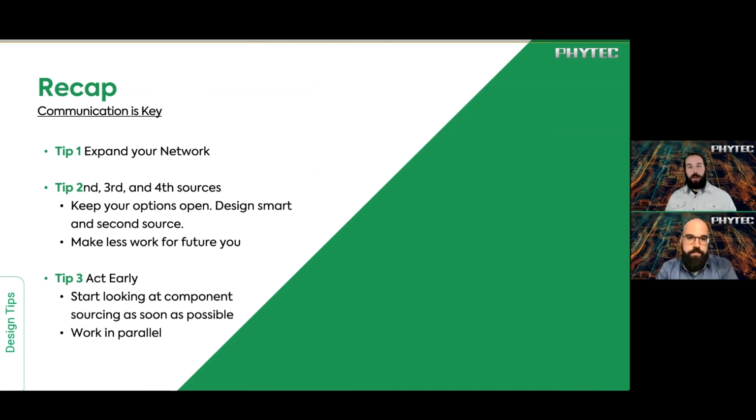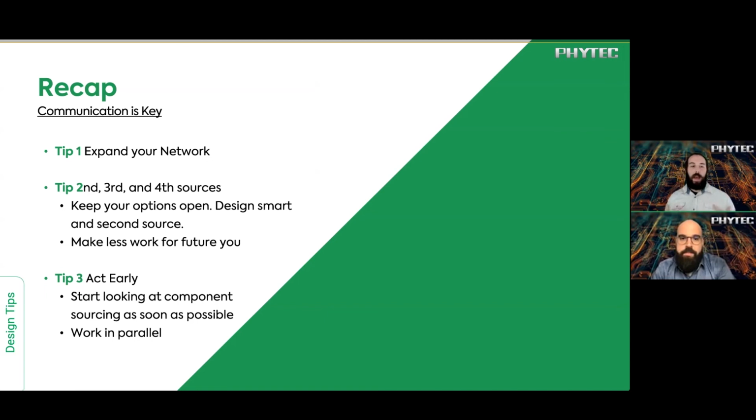All right, so wrapping up, the 3 tips we have for helping avoid and plan for when these situations come up: expand your network, and that's reaching out to supply chain, reaching out to manufacturers, reaching out to FAEs, and making use of those connections to find information and to find out where the market trend is going. Tip number 2 is find second, third, and fourth sources if possible. Keep your options open, design smart, second source. And the more work you do now to prep yourself for that, the less work that you and your supply chain friends will have to do in the future when you run into those problems.